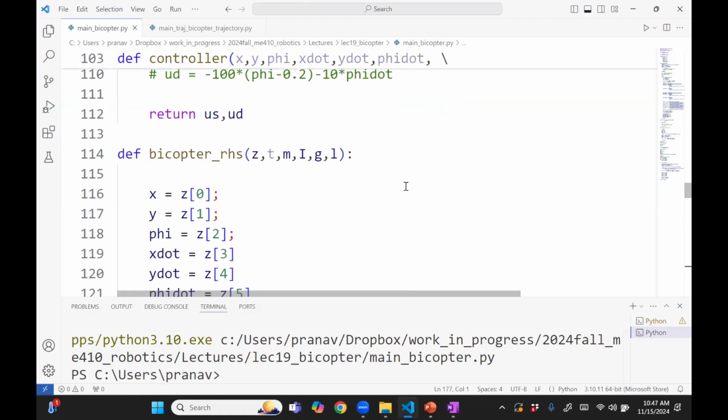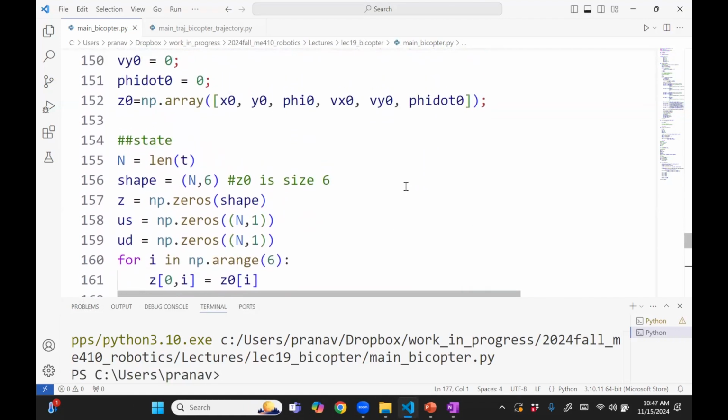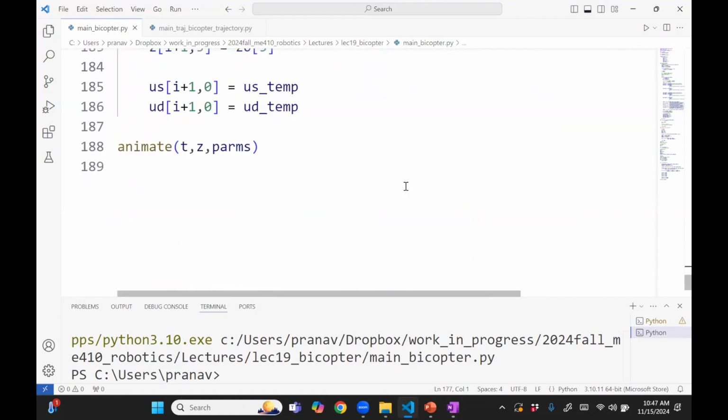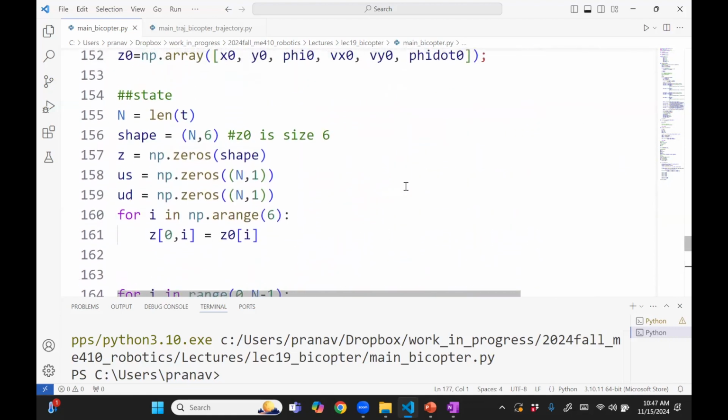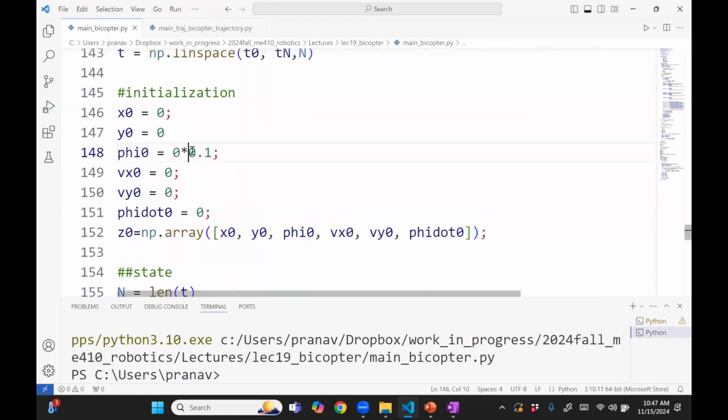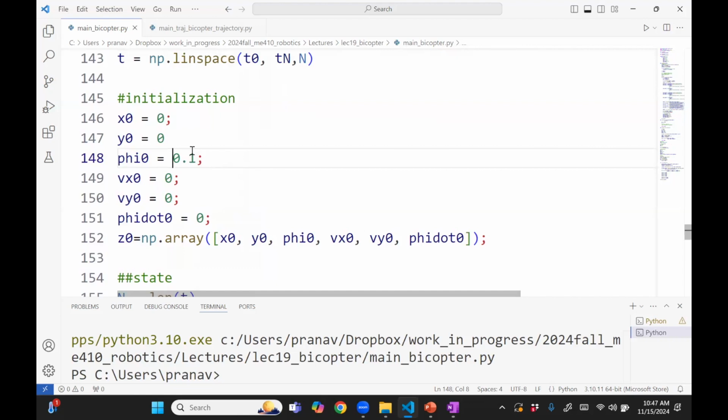Now let's do the interesting thing, which is let's change phi to 0.1. So the same thing I wrote down. Let's change this to 0.1. Now it's tilted slightly. As I said, if US is mg and it's tilted slightly, it should start moving to the left. Let's see if that happens.